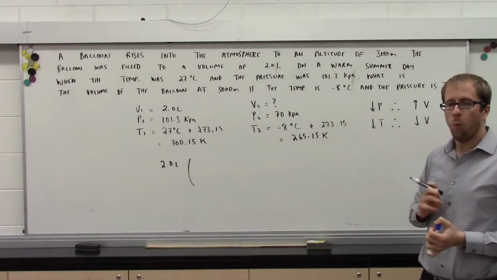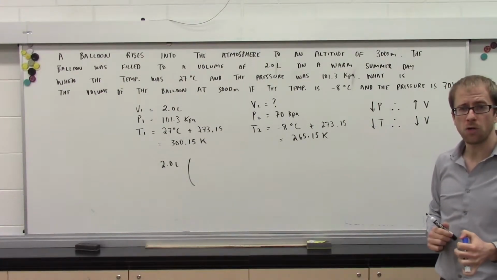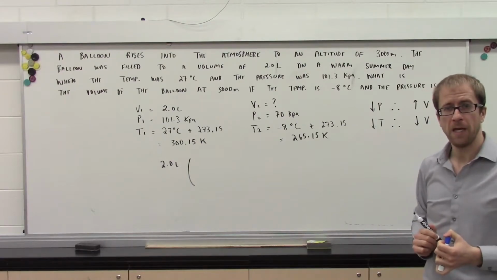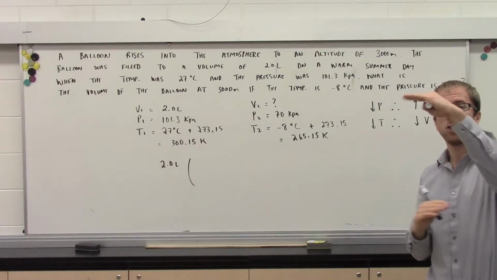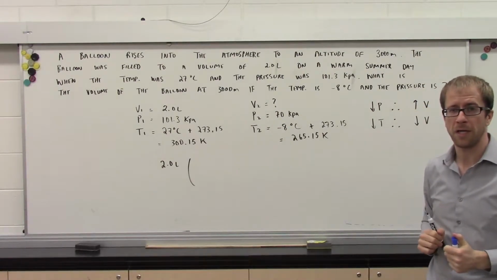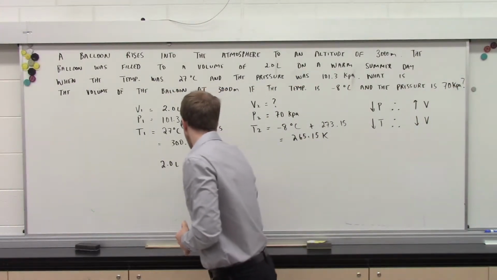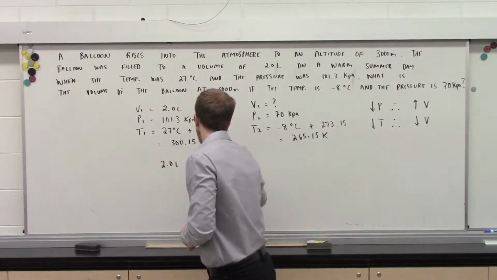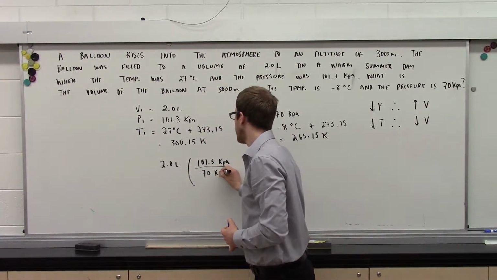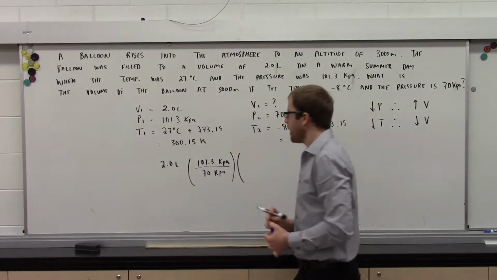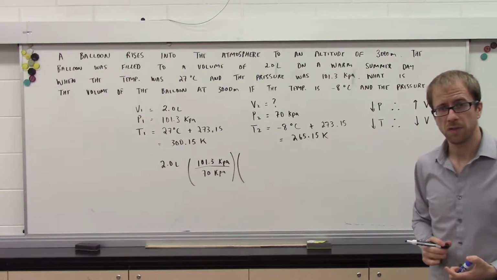Now, what is the ratio of my pressures that will cause my volume to go up? Am I going to do 101.3 over 70, or am I going to do 70 over 101.3? Yeah, that's right. You want to have the larger number as your numerator, so it's going to be 101.3 kilopascals over 70. And then we're going to multiply this by the ratio of our temperatures.